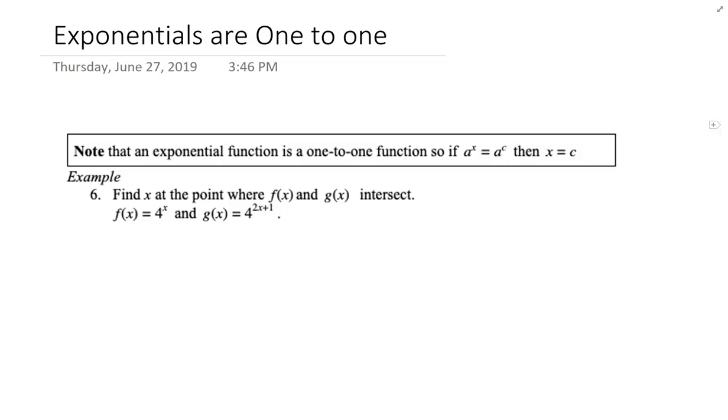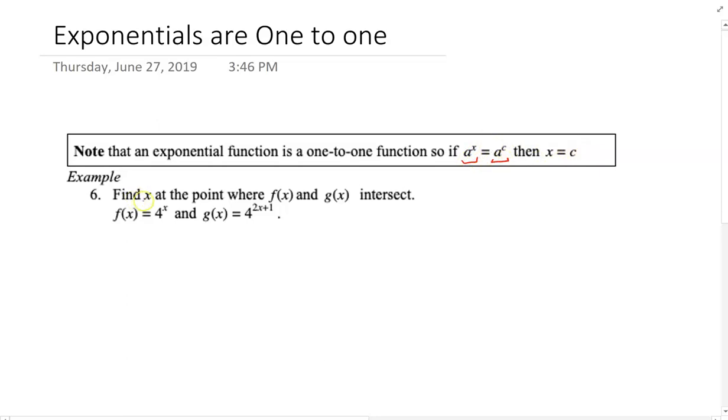Now, let's talk about exponential functions being one-to-one functions. Exponential functions are always one-to-one functions. If you notice the curves that we drew before, they were all one-to-one, in that on a graph, they will pass both the horizontal line test and vertical line test if you just want to look at it graphically. What that means is if we have a to the x being equal to a to the c, or if a to the x intersects a to the c, then x will be equal to c at that point, or x is equal to c if a to the x is equal to a to the c.